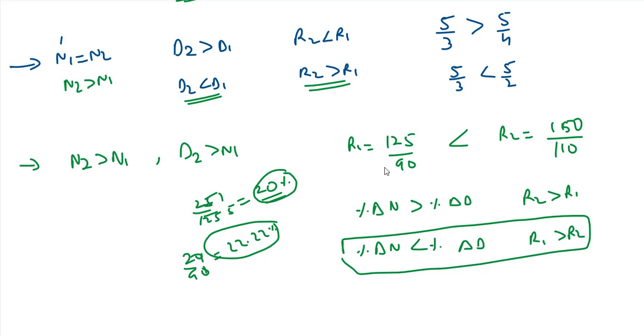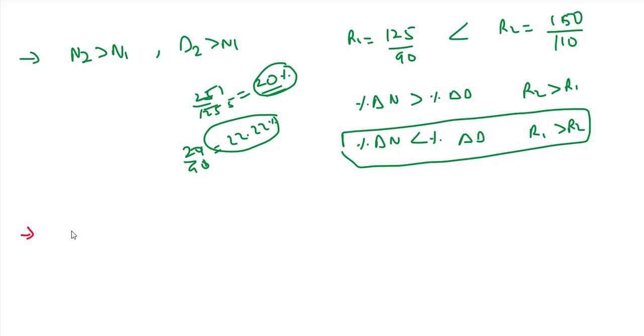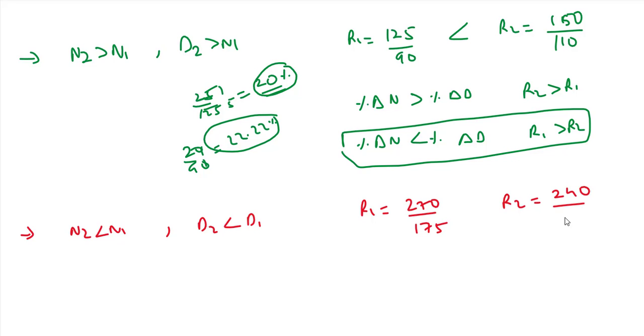Let us consider the fourth case where both the numerator and denominator are decreasing. So if your numerator is decreasing, that means your second numerator is less than your first numerator and your second denominator is also less than your first denominator. So in this case also, we cannot directly conclude which of the ratios is bigger. We'll have to make some calculation. Let us consider these two ratios, R1 equal to 270 upon 175 and R2 equal to 240 upon 150.